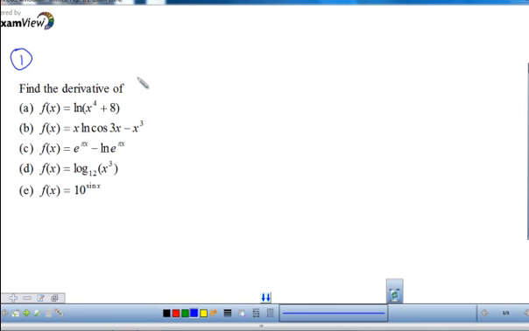Okay, so for problem number 1, find the derivative of a. Remember, the derivative of ln of u would be 1 over u times the derivative of u. So the u is x to the fourth plus 8. So it would be 1 over x to the fourth plus 8 times the derivative of u, which would be 4x to the third. So my derivative is 4x to the third over x to the fourth plus 8.